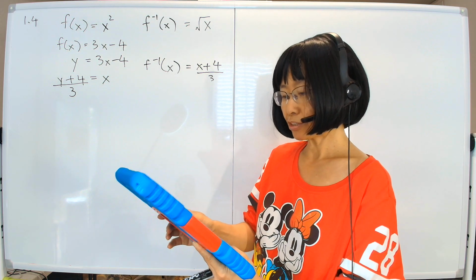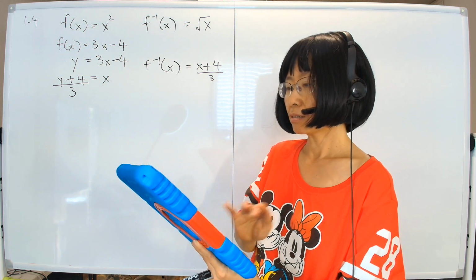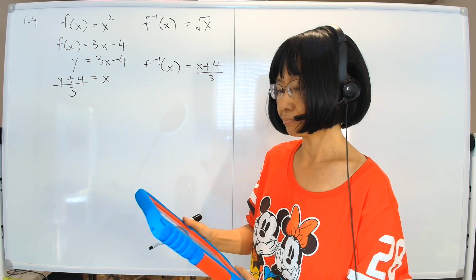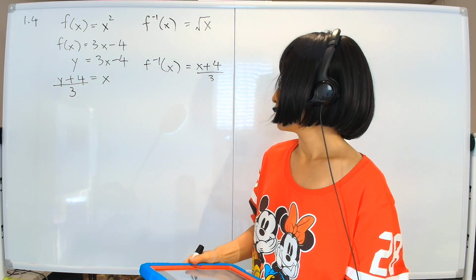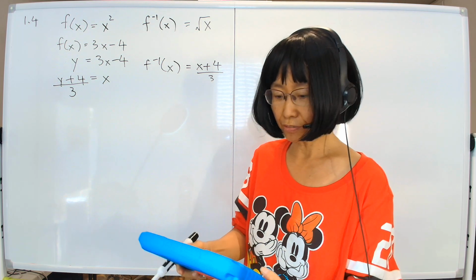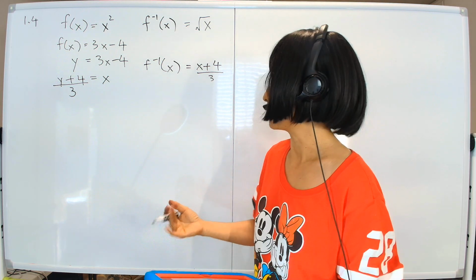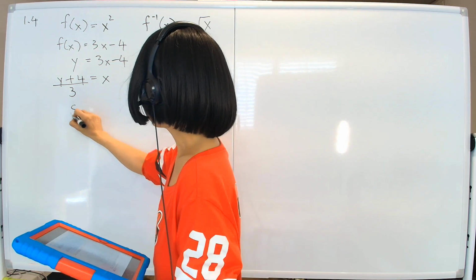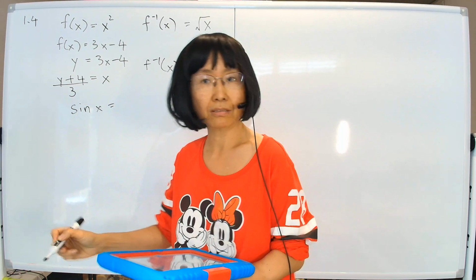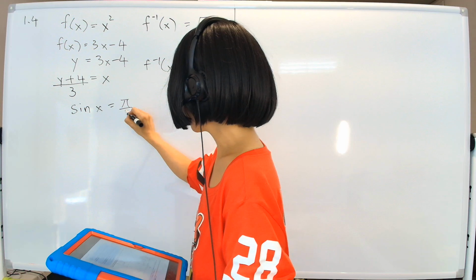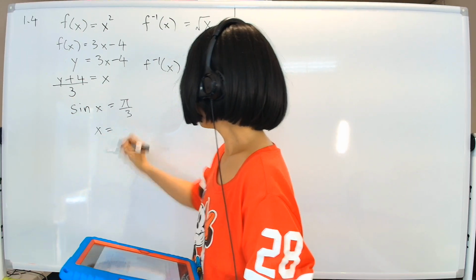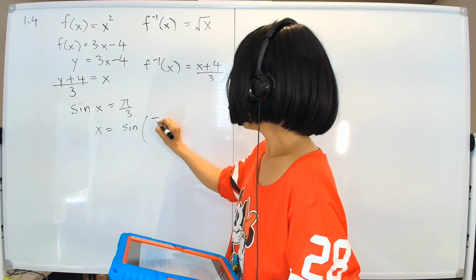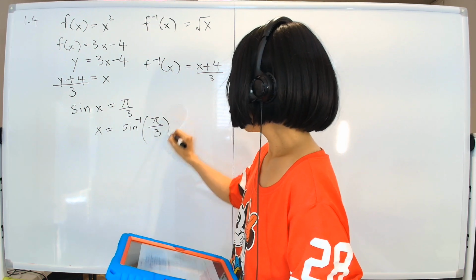The inverse trigonometric functions are similar. You flip it over. You use inverse trigonometric functions all the time, but most of the time people don't talk about it. For example, say you have sine of x equal to, I don't know, pi over 3, which is 60 degrees. Then what is x? Strictly speaking, x would be the inverse sine of pi over 3. But normally we don't write that.